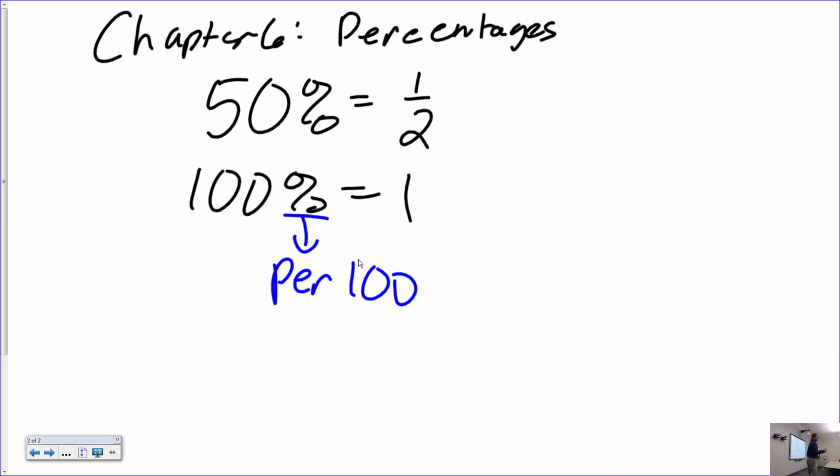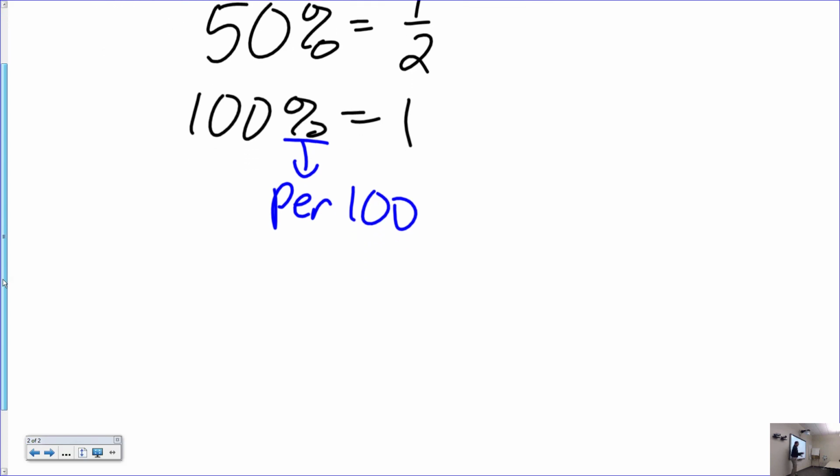For every hundredths. Exactly. So if it's per 100, what are you really doing with this per 100? Each. What mathematical operation am I going to do? Divide. Yes. Okay.